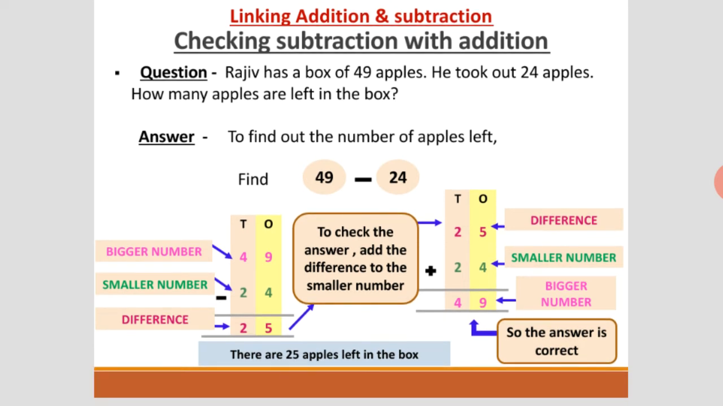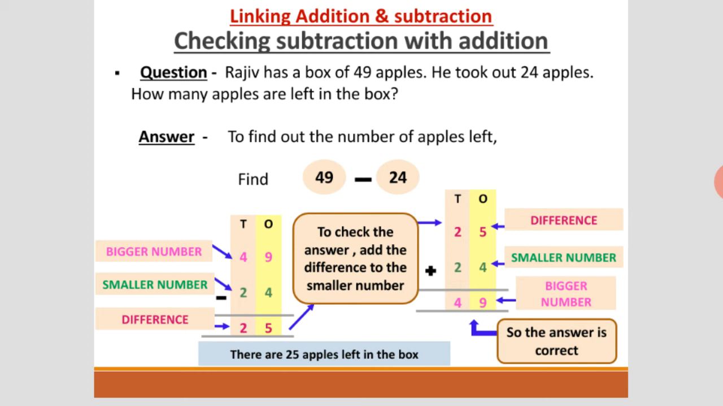Next, linking addition and subtraction. Second subtopic, checking subtraction with addition. Here we have a question. The question is, Rajiv has a box of 49 apples. He took out 24 apples. Now how many apples are left in the box? Let us find out. Find the number 49 minus 24. Here we see the number 49 minus 24 is equal to 25. And another one, 25 plus 24 is equal to 49.